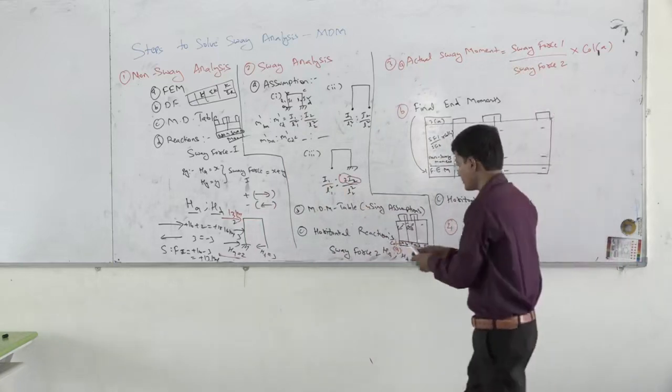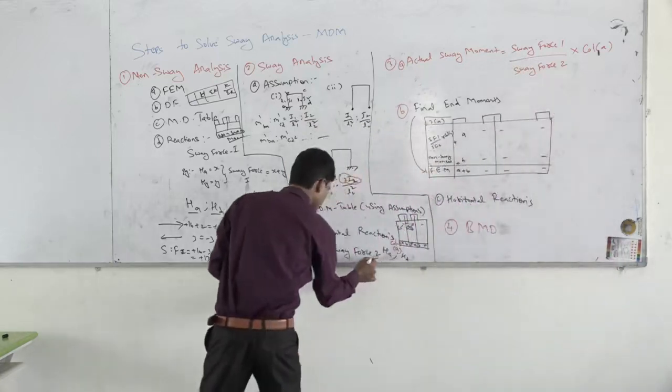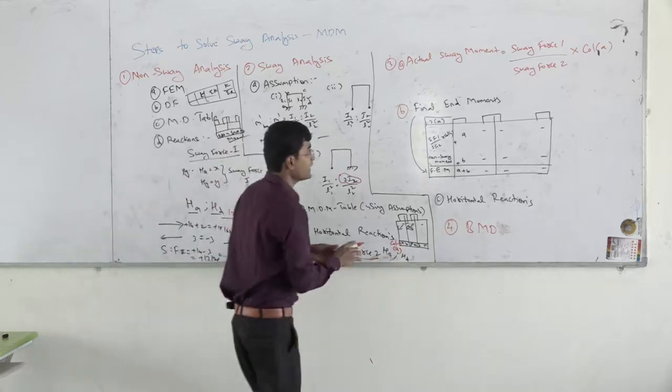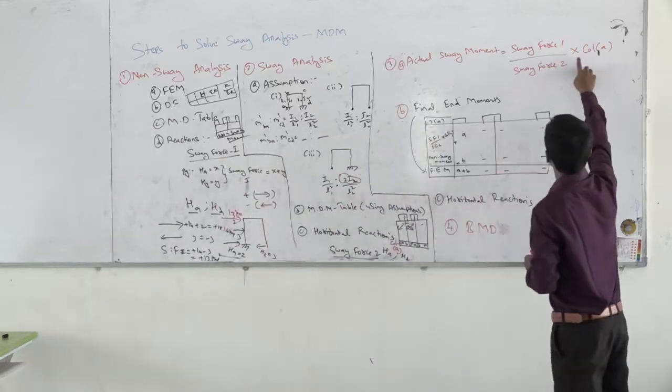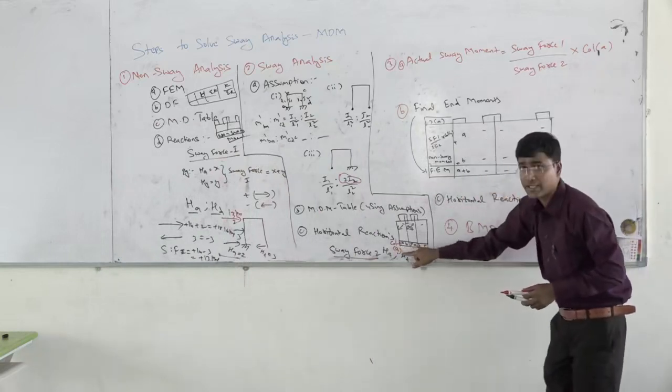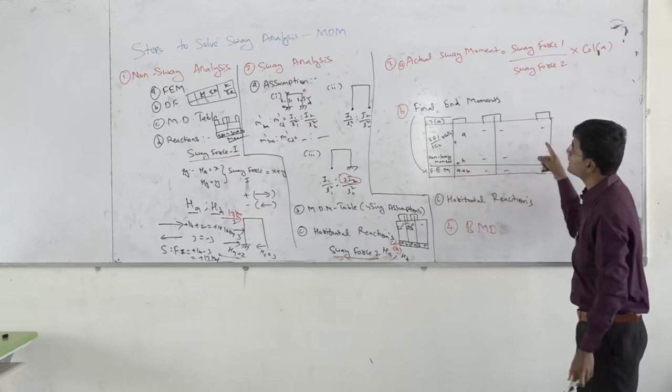Here we have got our sway force 2. So here you can see this is my sway force 2. Here it is sway force 1. Fine. So this is my sway force 1 by sway force 2 into column A. Column A is here, you can see column A. How can you calculate that? That I will show over here.